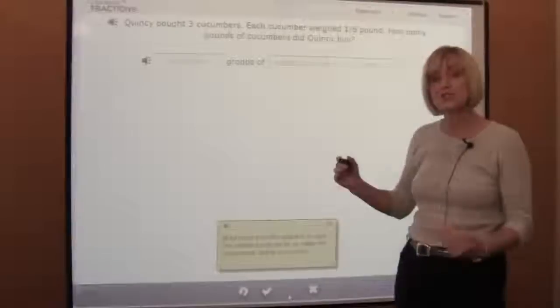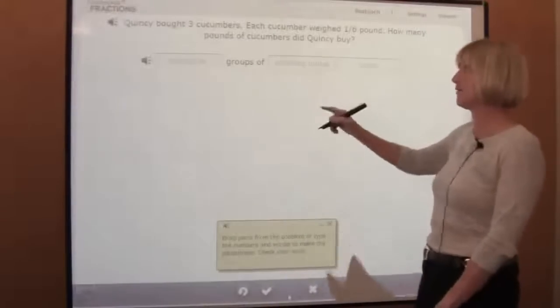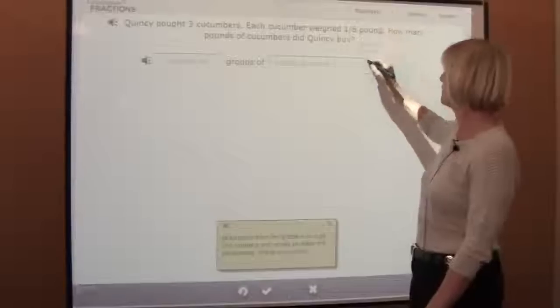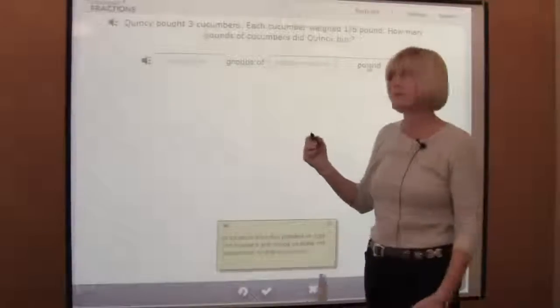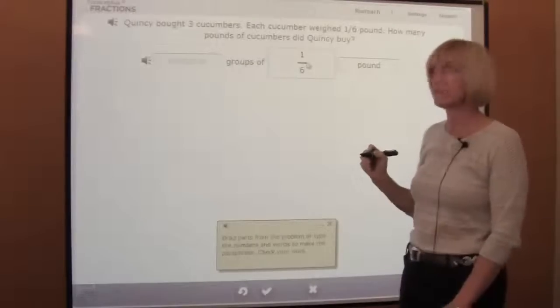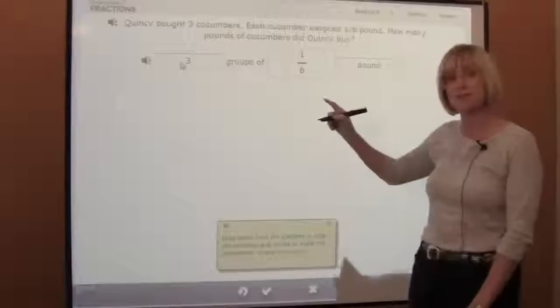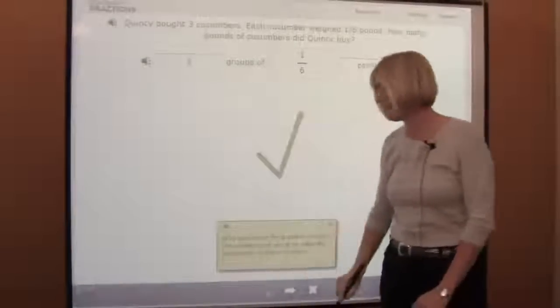The students are going to start with examples that just require them to read a problem and paraphrase it. We encourage them to start with the unit. Our answer is going to be in pounds, about pounds. Each cucumber here is 1/6 of a pound, and we have 3 cucumbers. So this problem is about 3 groups of 1/6 of a pound, and they check their work.